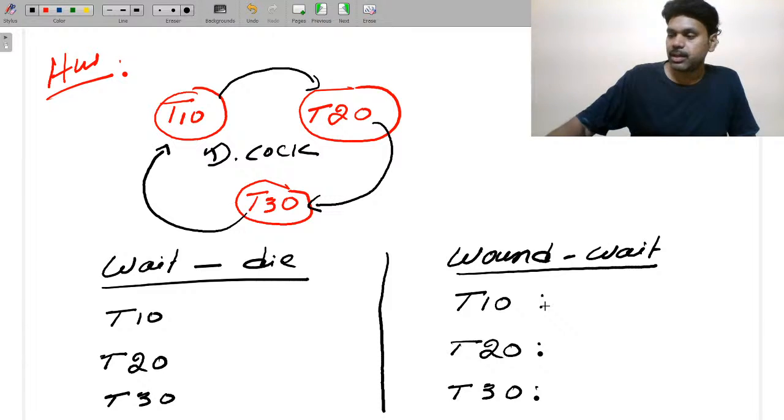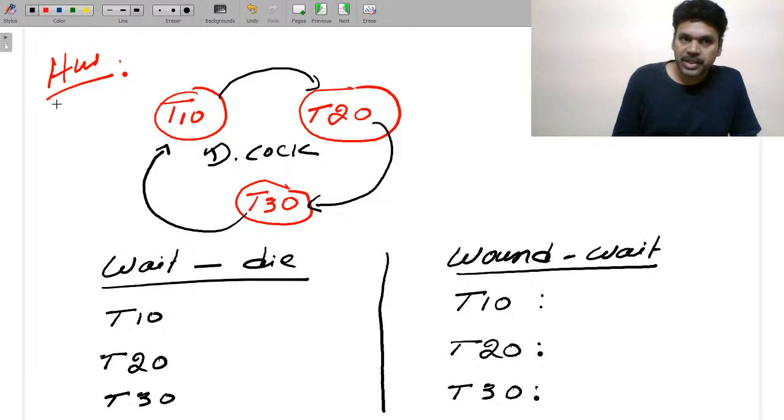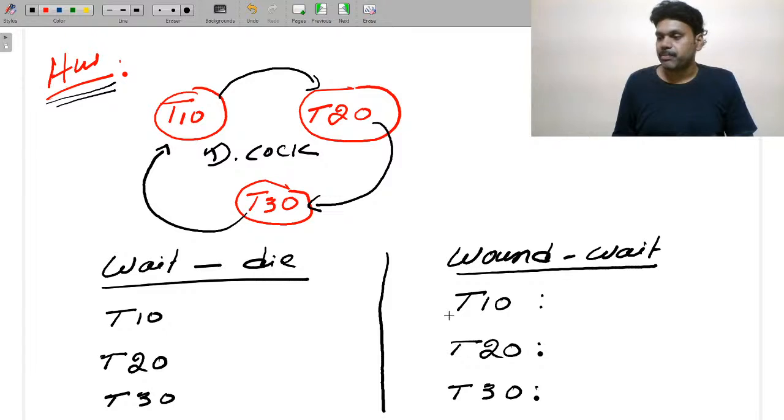Okay, friends. Now, please solve this homework. If you have any doubts, we will look at it in the next session.